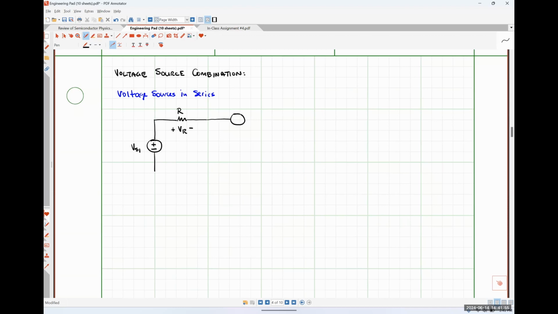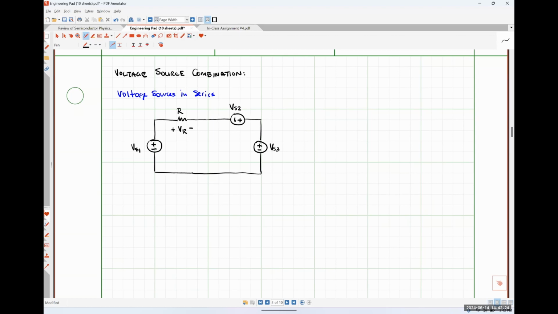Let's put another voltage source here. Let's call this guy VS2. And then lastly, a voltage source over here, which I will call VS3. What we're about to learn can be applied to any number of voltage sources in series, but 3 will tell us everything that we need to know.